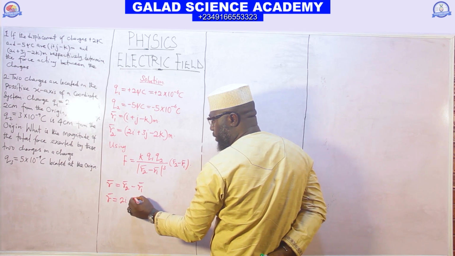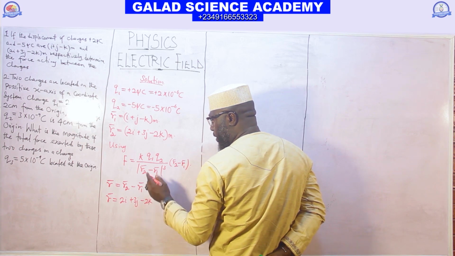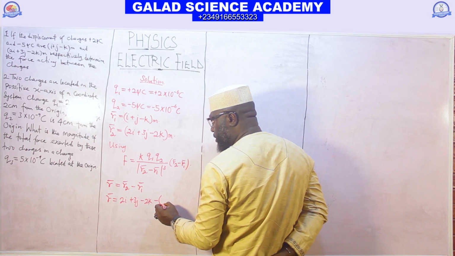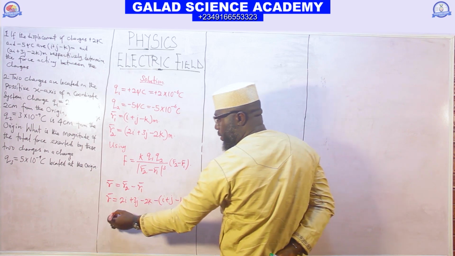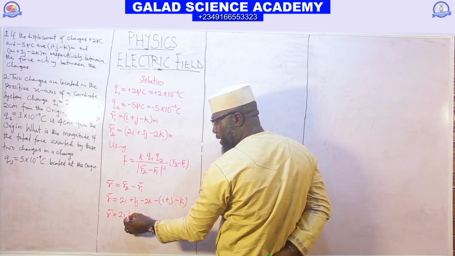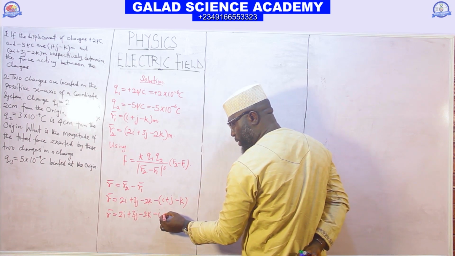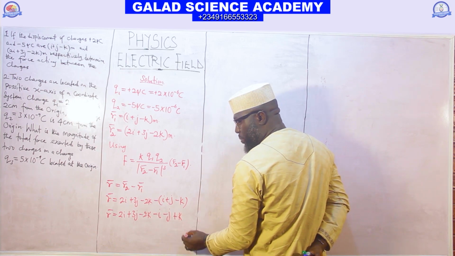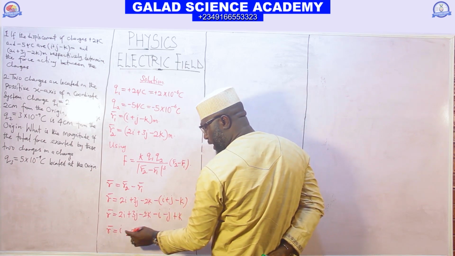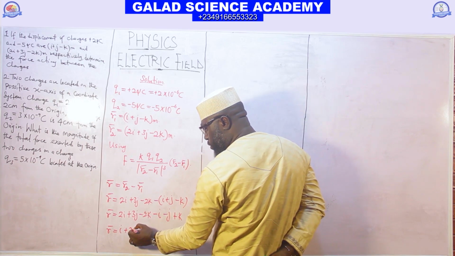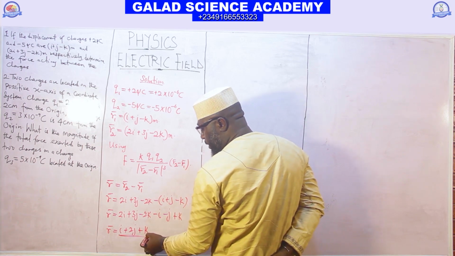R2 is 2I plus 3J minus 2K, and minus R1, which is I plus J minus K. You have it in this form, 2I plus 3J minus 2K. Expand this: minus I minus J plus K. Adding these together, we have 1I plus 2J plus 1K. This is our displacement.